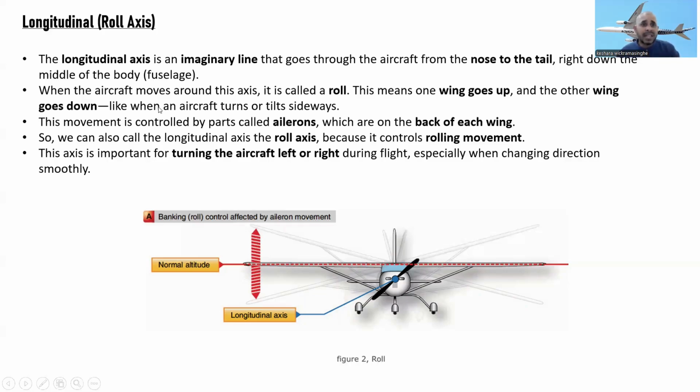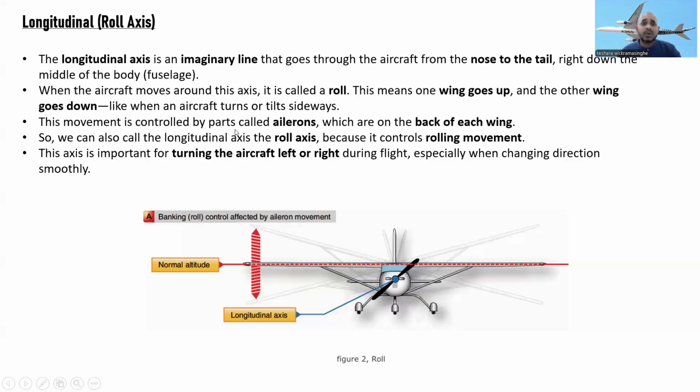When the aircraft moves around this axis, it is called roll. This means one wing goes up and the other wing goes down, like when an aircraft turns or tilts sideways. You can see this is steady, normal attitude, and this is the longitudinal axis. When the roll happens, the aircraft can go like this. This wing goes down and this wing goes up, and you can see some shadow, right? This is called the rolling action.